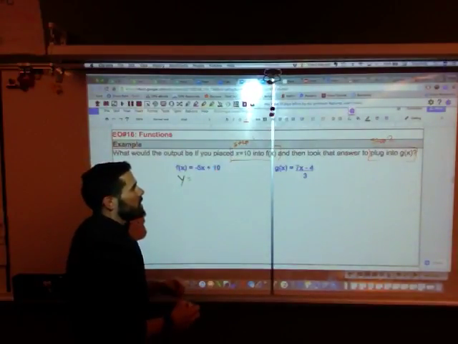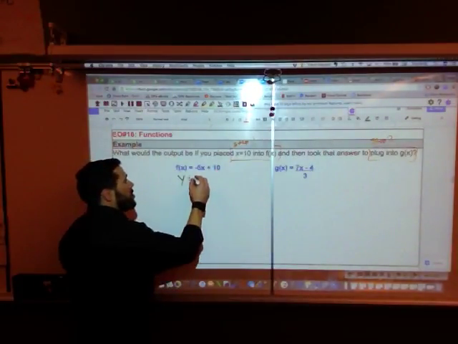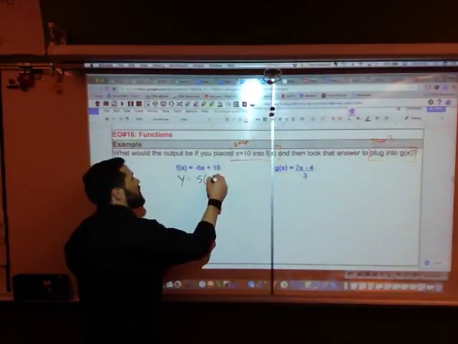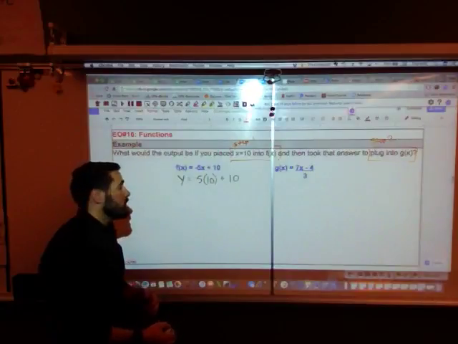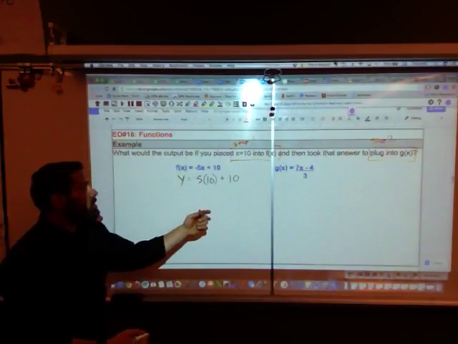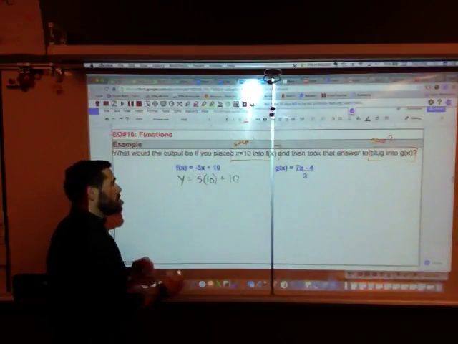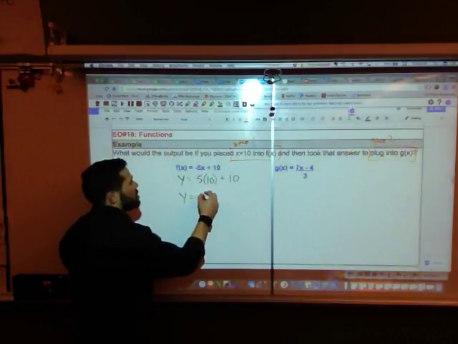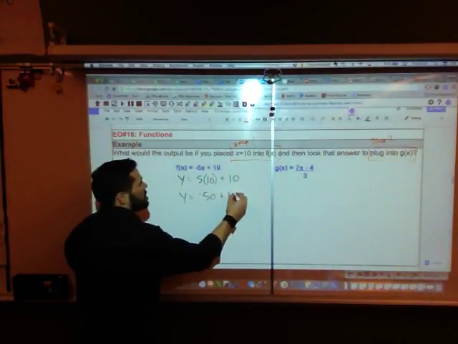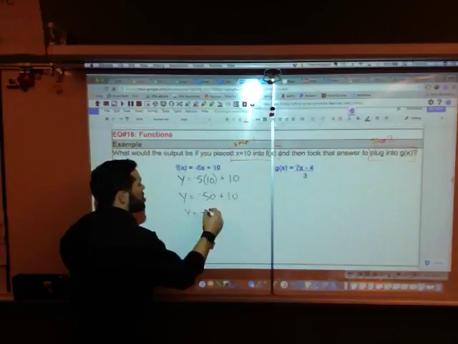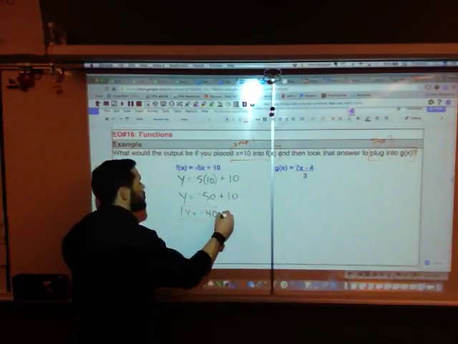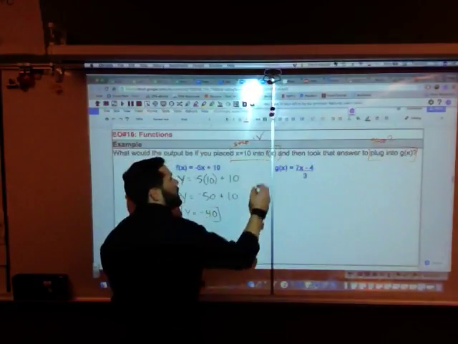I'm going to say, putting in 10 into this. 5 times 10 in for x, add a 10. From here I have to follow order of operations, which means multiply before I add that 10. Y is equal to negative 50 plus 10. Y is a negative 40. Cool? So check step one.